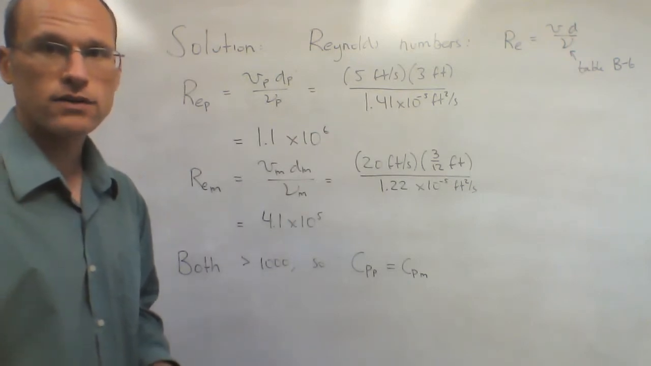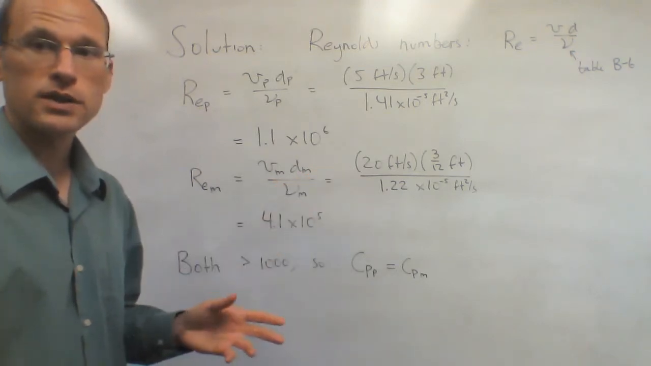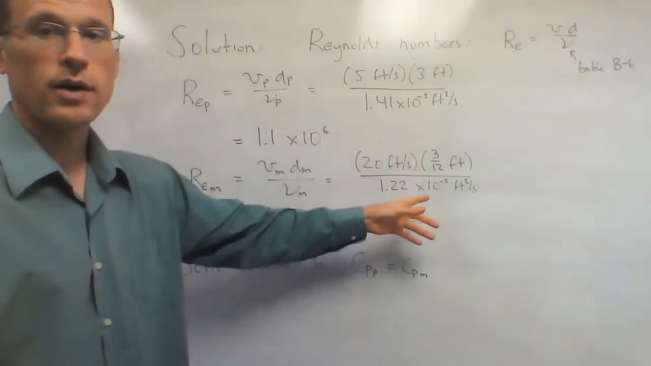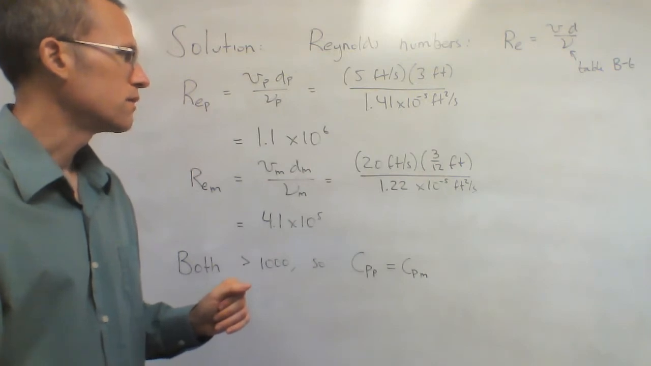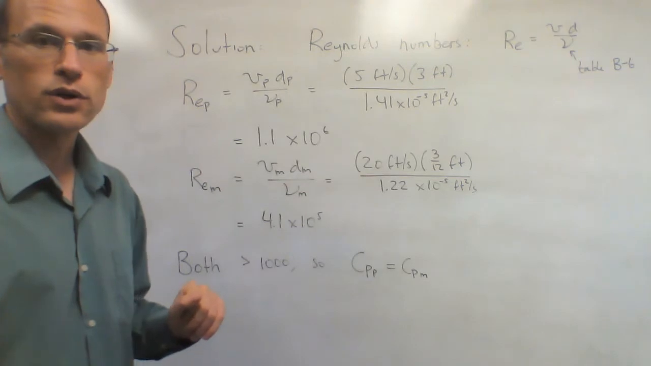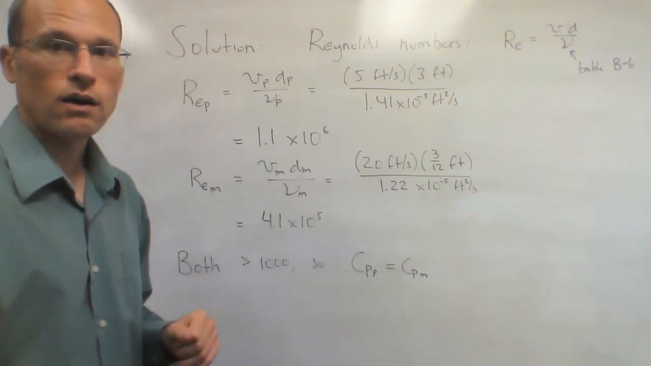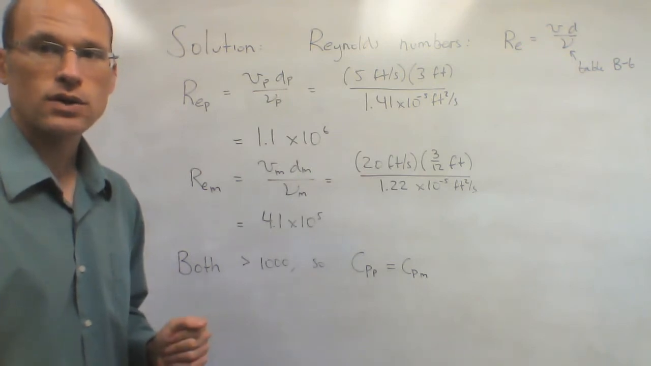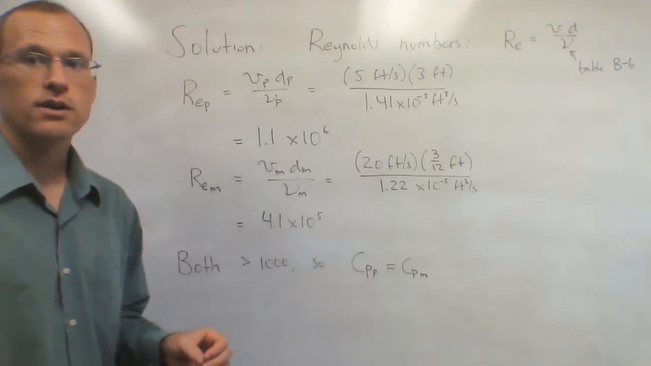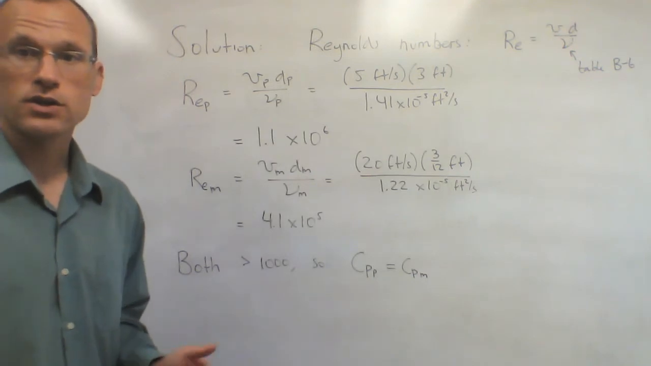And then for my model case, same deal. I have the velocity that I was using, 20 feet per second. I have the diameter, a 1/12 scale model, so 3 divided by 12 in terms of the diameter. And then the kinematic viscosity of water at that other temperature, 1.22 × 10^-5 feet squared per second. That gives me a Reynolds number for my model of 410,000. So again, these are not the same values, but they are both bigger than 1,000. So because they're both bigger than 1,000, I can still say that my CP values are the same, just like we saw from the graph.